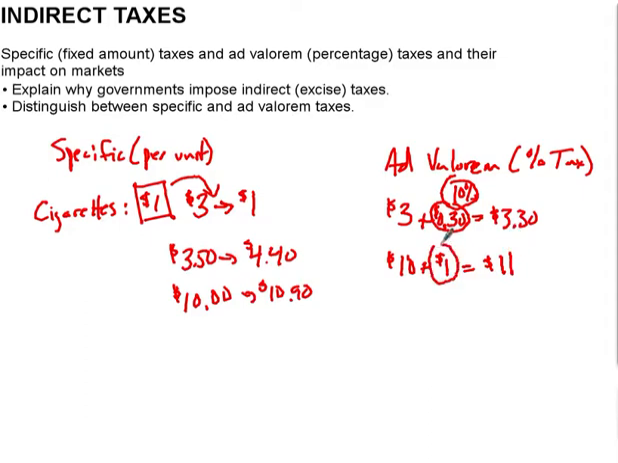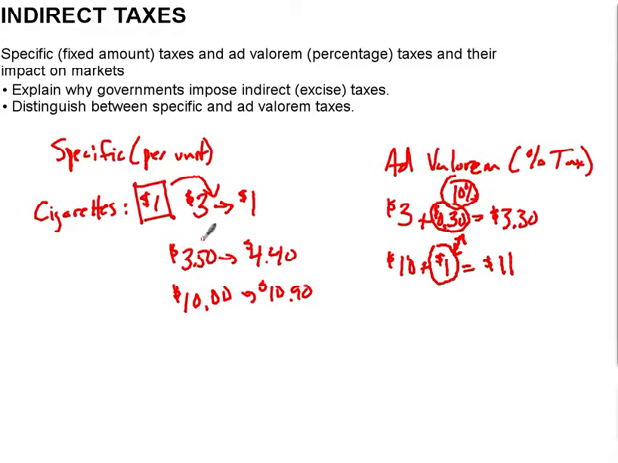And what I want you to see is that the tax when the price is lower was 30 cents. When the price went up it is $1. And so when you put an ad valorem tax on it, that's saying that as the price of something goes up, the tax that's going to be charged on that is going to go up as well.